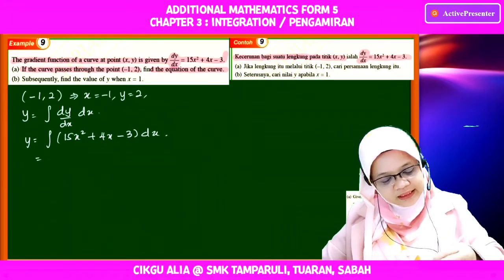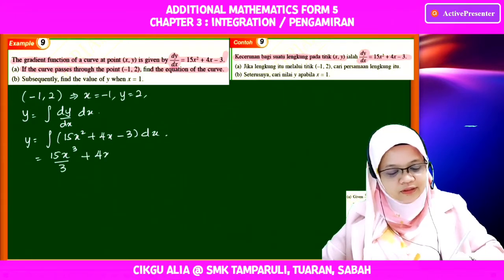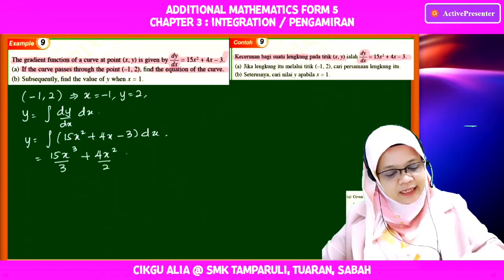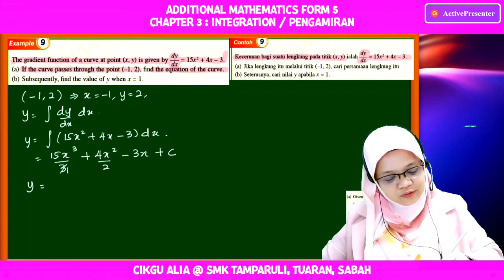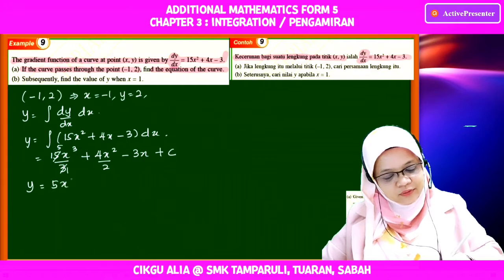Okay, so if we integrate this, we get 15x power of 3 over 3. Okay, plus 4x square over 2 minus 3x plus c. Okay, so simplify, we get the y equals to 3 times 1, 3 times 5, so 5x power of 3. This one 2 times 1, 2 times 2, so plus 2x square minus 3x plus c.